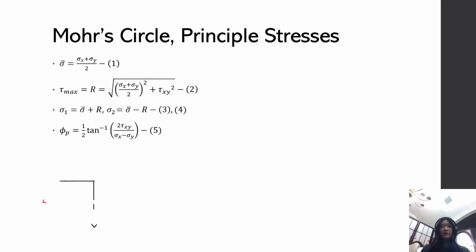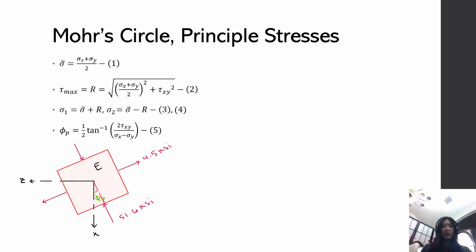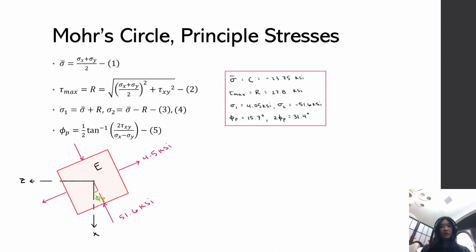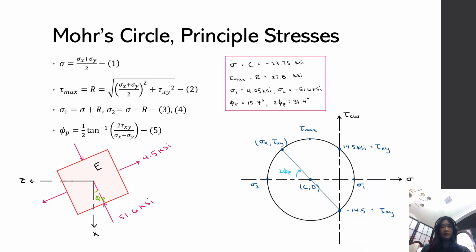Using these variables that we just calculated, we can draw the individual element E and the angle at which the principal stresses are acting. And we can also draw the Mohr's circle using the variables that we just found, as you can see on the slide.